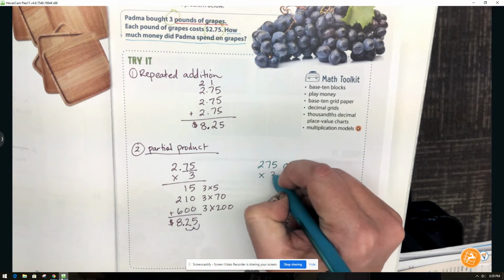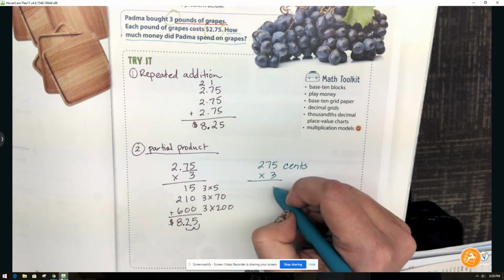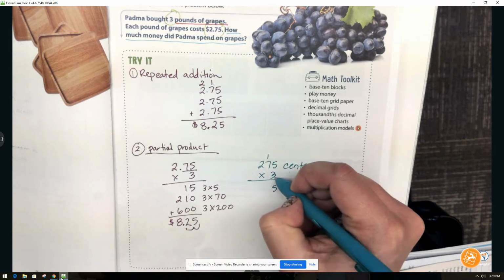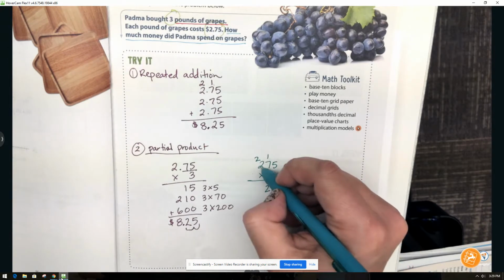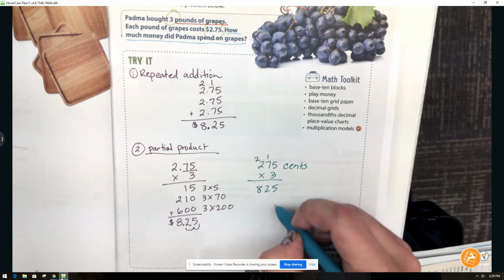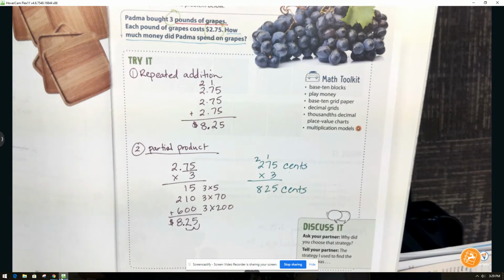If we multiply that times 3, and then let's just use the standard algorithm in this case. 3 times 5 is 15. 3 times 7 is 21, plus 1 is 22. And then 3 times 2 is 6, plus 2 is 8. So our answer here would be 825 cents.